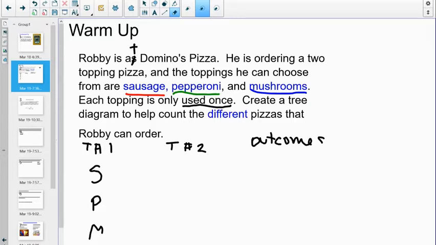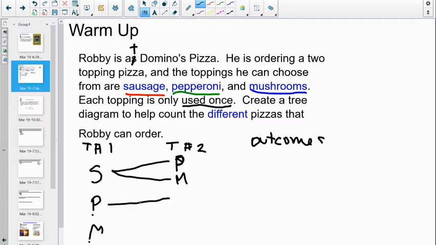So I started out, back to day 1, so we can have sausage, pepperoni, and then mushroom. So that's for our first topping. For our second topping, we can't choose sausage again because it says each topping is only used once. So once sausage is already on the pizza, I'm going to make that into a P instead. So we can't have sausage again. So instead I put down the next one, which was pepperoni. We can either have mushroom.